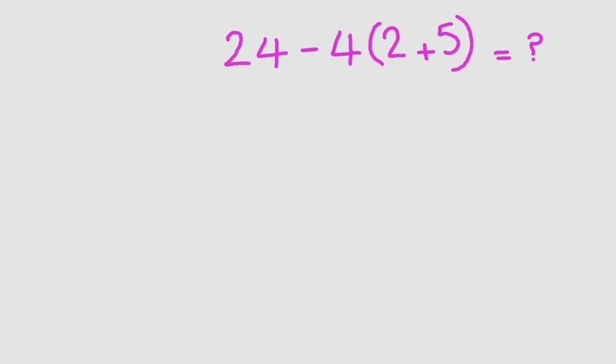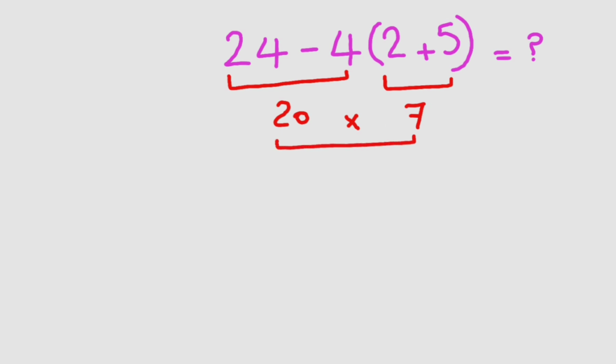Today I want to find the value of this expression: 24 minus 4 times (2 plus 5). So 2 plus 5 gives us 7, and 24 minus 4 gives us 20. Now, we have one multiplication here: 20 times 7 gives us 140.